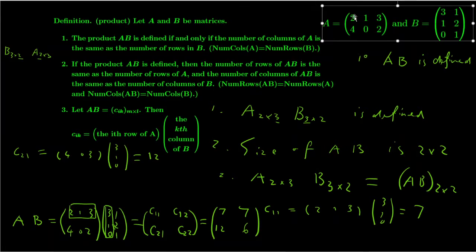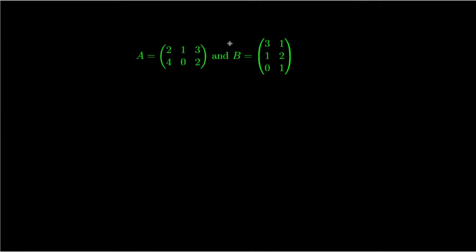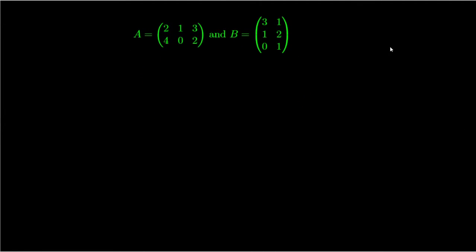Okay, we'll move on to do one other question. If I want you to compute BA, so this time it's a product with B on the left with A on the right. You're going to see even the size of the product is different.